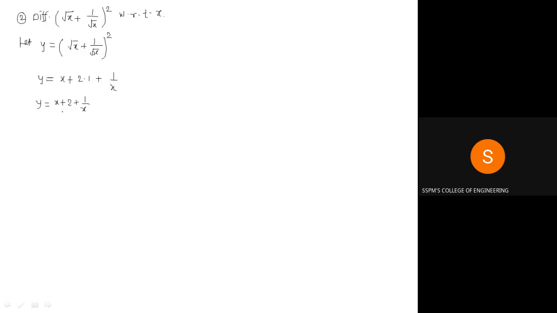Can you find their differential? The function seems to be lengthy, so we have simplified the function from the expansion. If you know that expansion, you can use it and express the function in simple form. So this was the simple form of the function, x plus 2 plus 1 by x, and then to differentiate dy by dx.